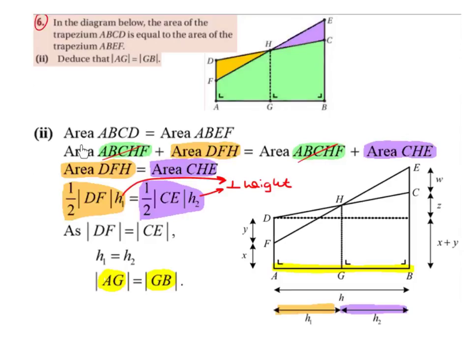So the area of the green shape plus the area of the orange triangle is going to be equal to the area of the green shape plus the area of the purple triangle. So we can cancel out ABCHF on both sides. That leaves us with the area of DFH being equal to the area of CHE.